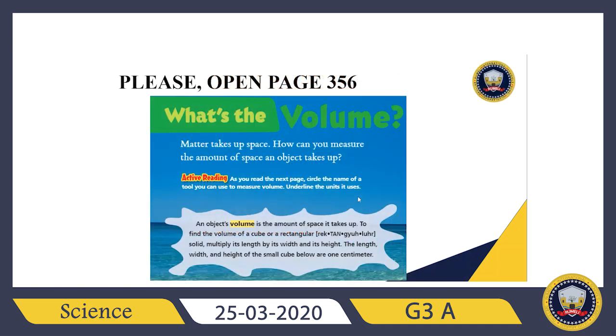Okay, right now let's check your book. Please open page 356. It says an object's volume is the amount of space it takes up. First of all, please underline this sentence. It says to find the volume of a cube or a rectangular solid, remember our book, multiply its length by its width and its height. The length, width and height of the small cube below are 1 centimeter.